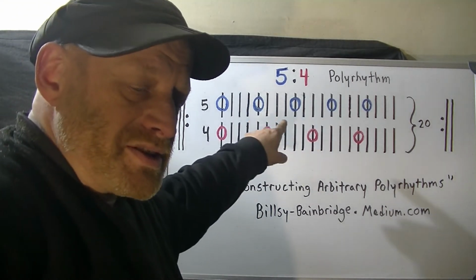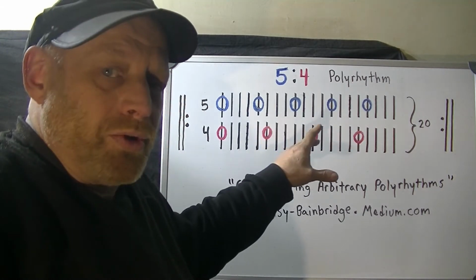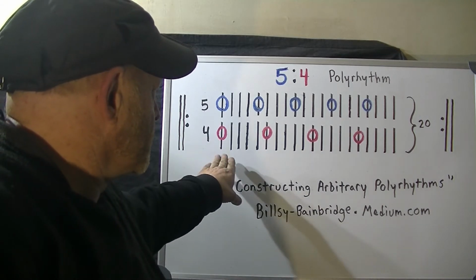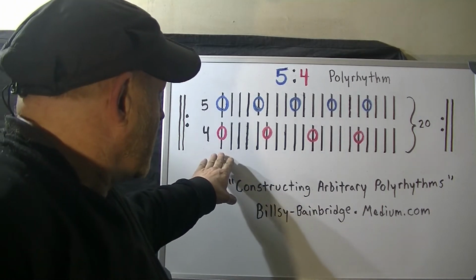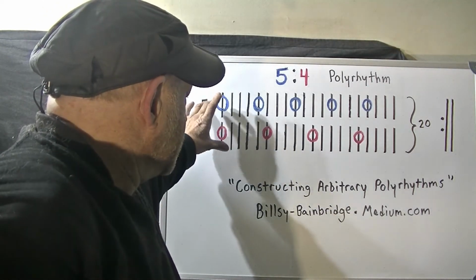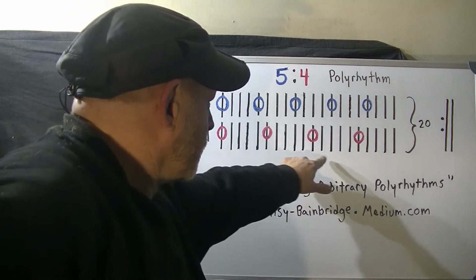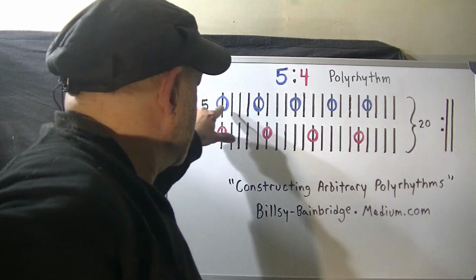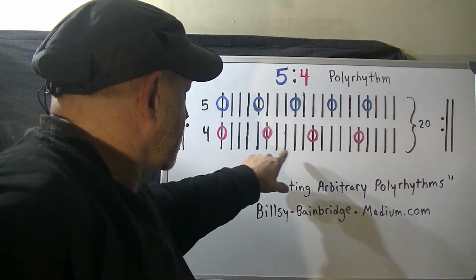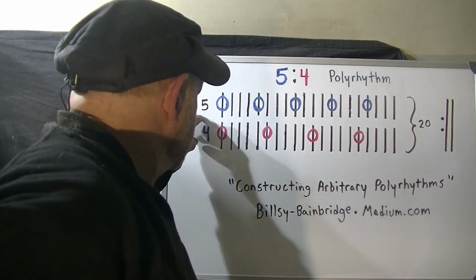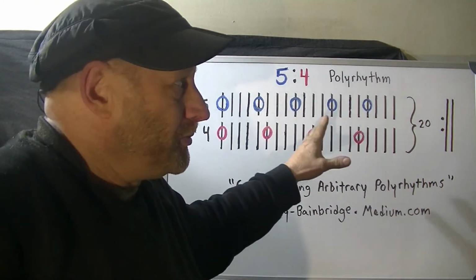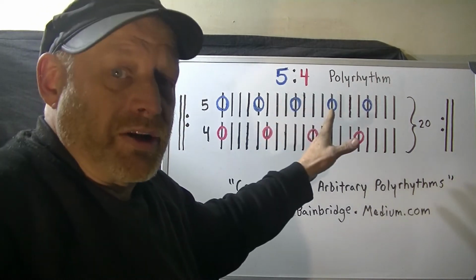In this examination we're going to be looking at 5 against 4, or 5-4 polyrhythms, and how this works is just as I described in the article. Each one of the black lines here represents a tick, and you'll notice that the total quantity of ticks for each of the rows is a product of 5 times 4. So we have 20 ticks total.